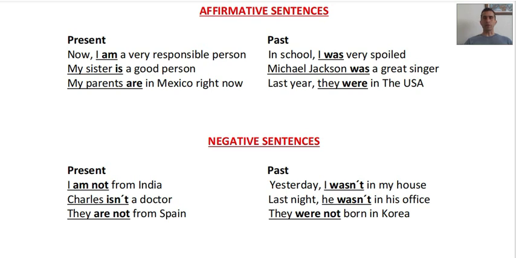Okay? So as you can see right here, we have different examples for affirmative and negative sentences for present and past using the verb be.